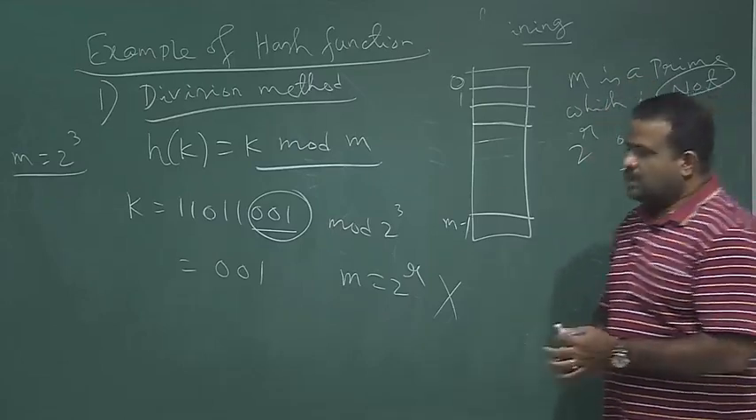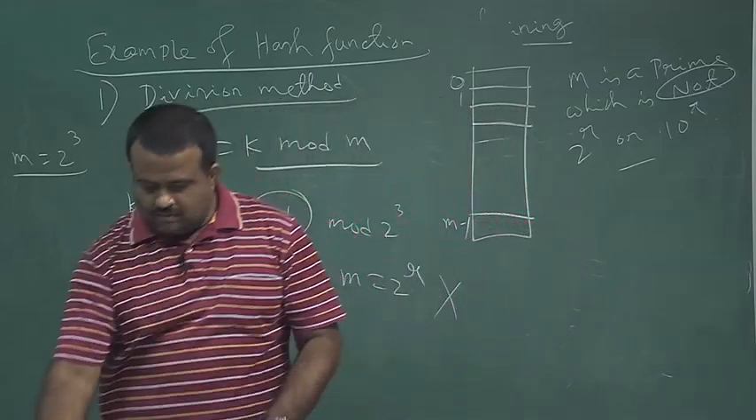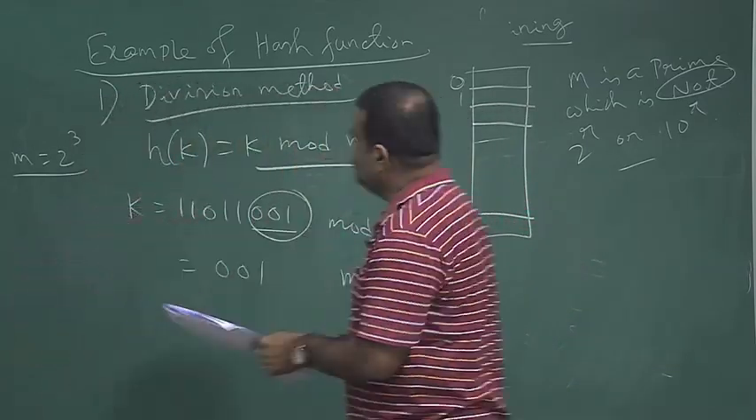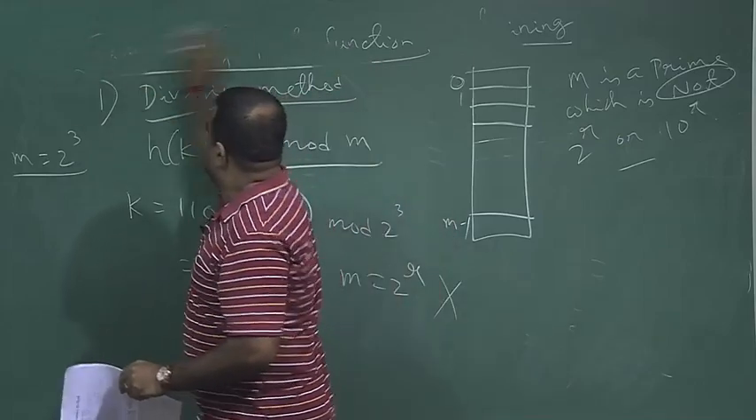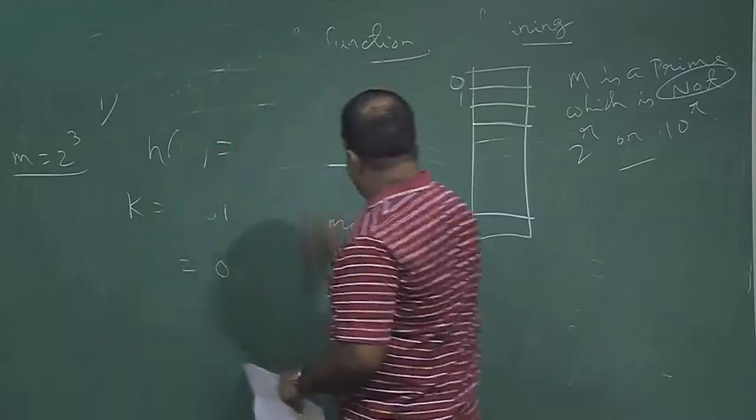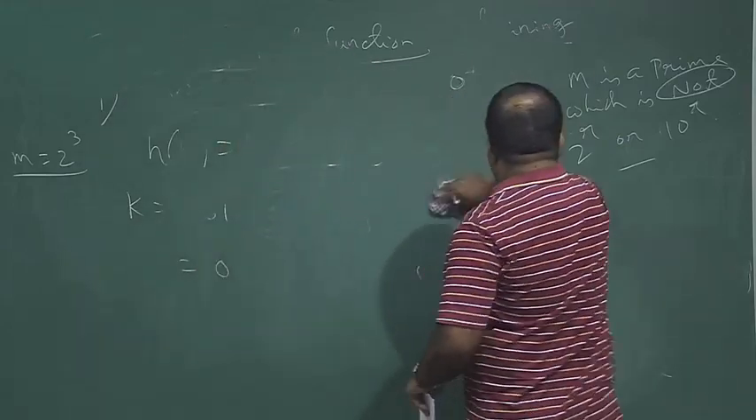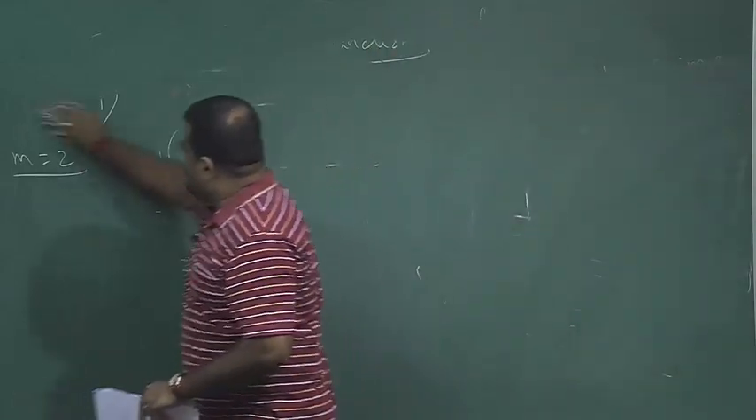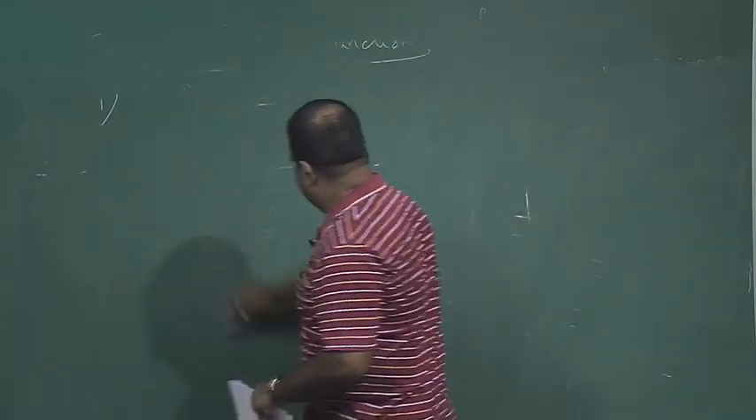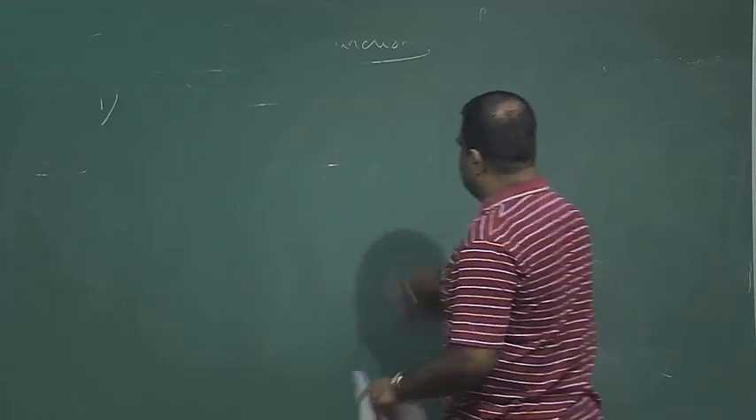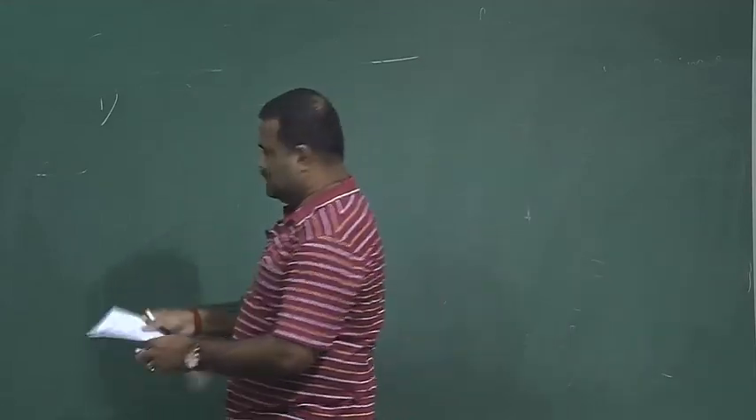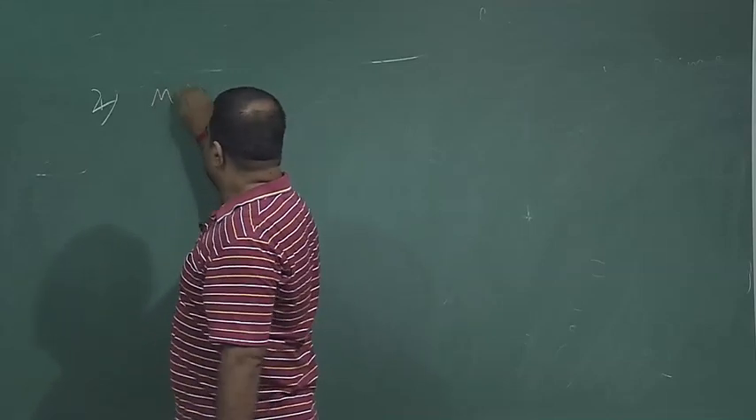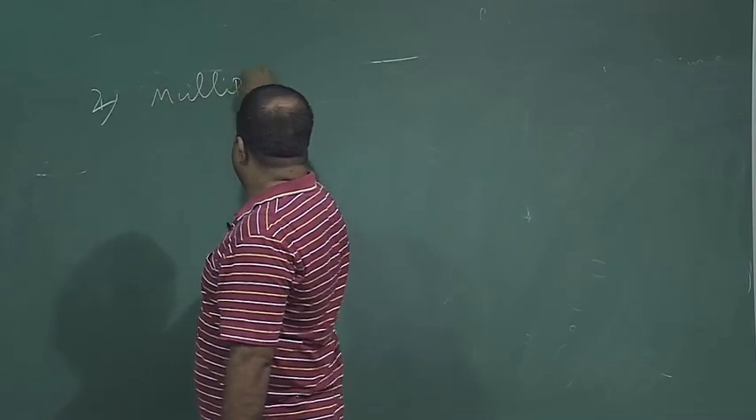Okay. The second method is the multiplication method. Here, instead of division, we will take the multiplication. This is the second example of a hash function. This is called the multiplication method.